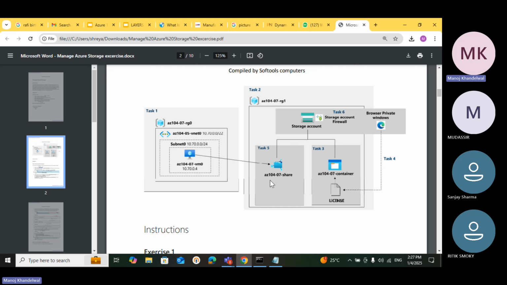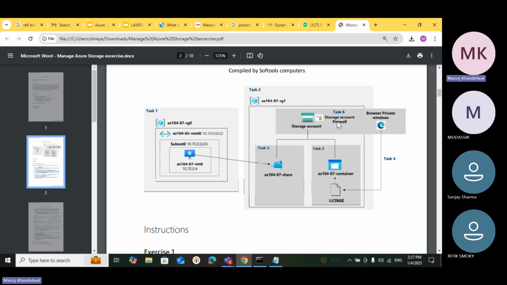Then task number 5, we will create a file share. And this file share we will attach here to this virtual machine. So it will look like a mapped drive, Z drive. It is here in the cloud, but we can access it through this virtual machine. So that's why this line is here. This is task number 5. Correct? Then task number 6, we will control access to the storage using a firewall.